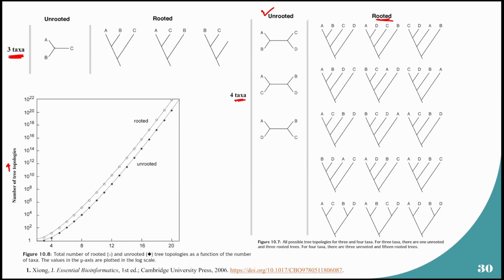So if you have a large number of species for which you need to calculate a phylogenetic tree, that will be computationally very expensive. In the case of the rooted tree, you see that this plot is at a higher value generally compared to the unrooted tree. That means rooted tree calculations can be computationally more expensive than unrooted ones. So the more species you have, the more complex the trees will be, and the more computationally expensive the calculations will be. Okay.